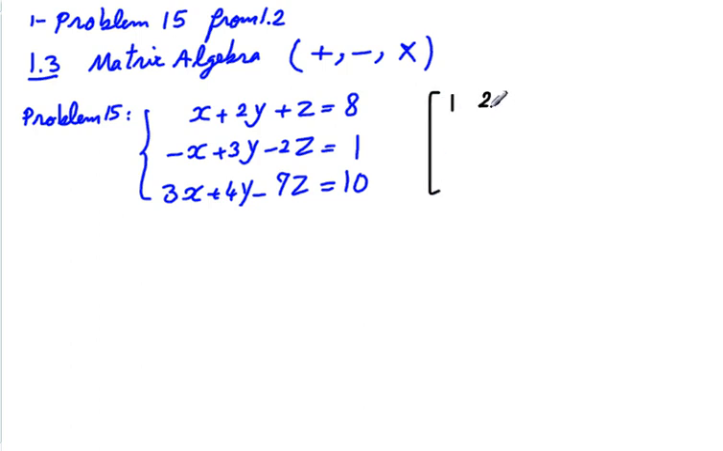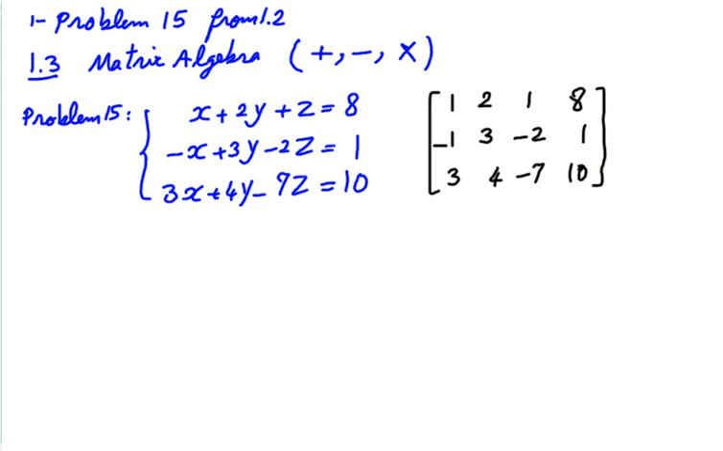So 1, 2, 1, 8, minus 1, 3, minus 2, 1, and 3, 4, minus 7, 10. It's good practice to double check before we dive into this to make sure all of our entries are correct, so we don't have entry problems. Okay, looks like we are on the right track.